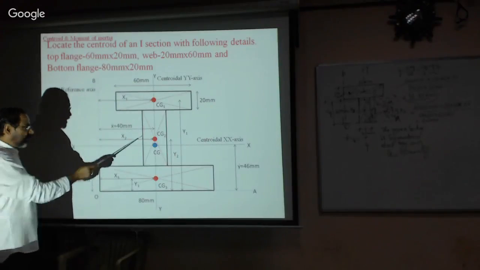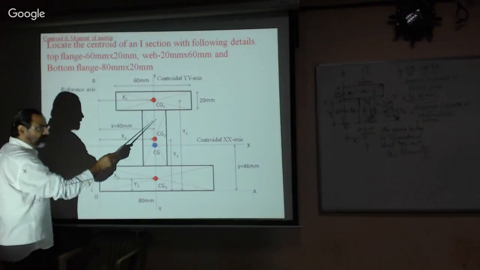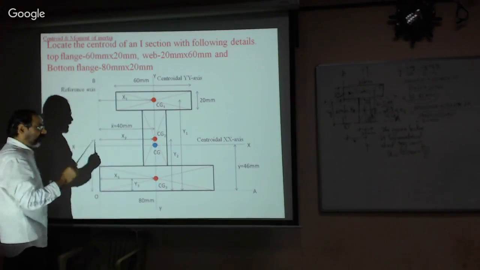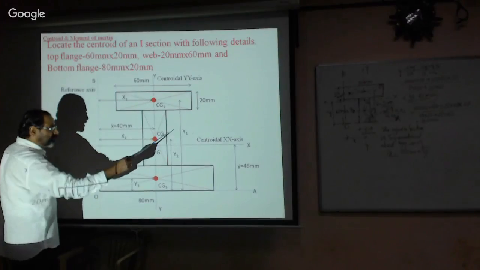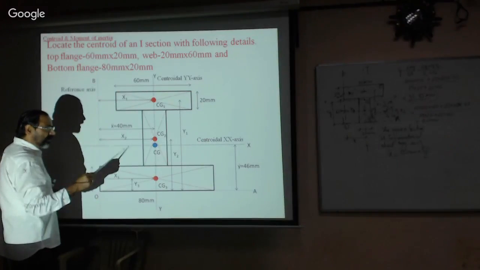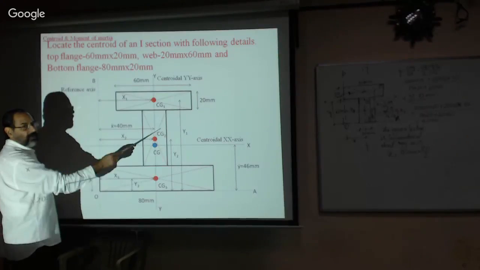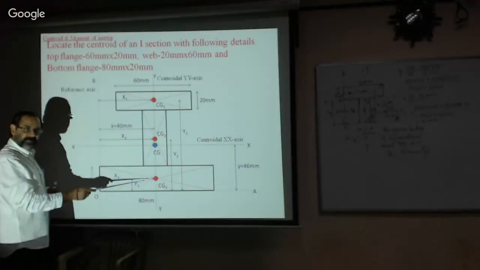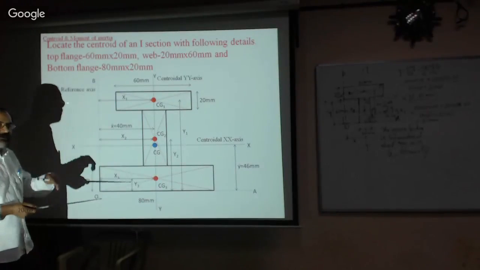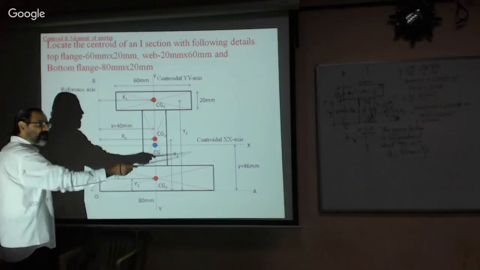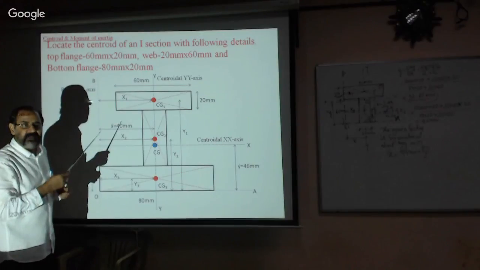Isn't it? Now, similarly, the second figure, that is the web, also has an x-axis and y-axis. That is the centroidal x-axis and y-axis of figure 2. Similarly, we have a centroidal axis for figure 3 also, and also for the entire section.